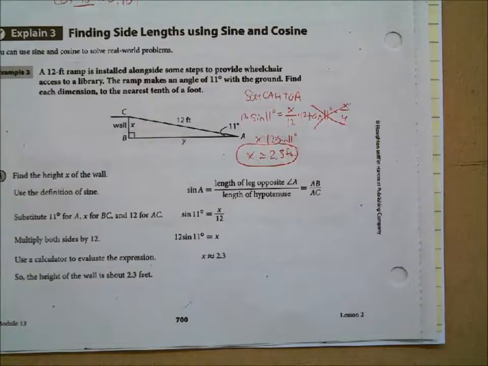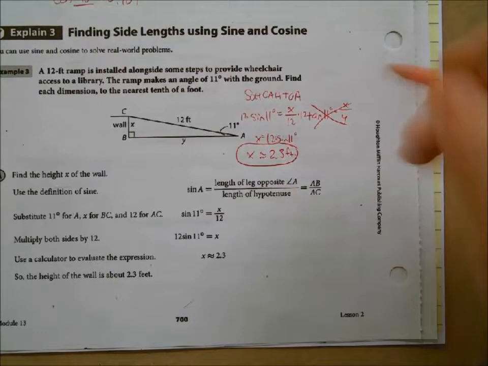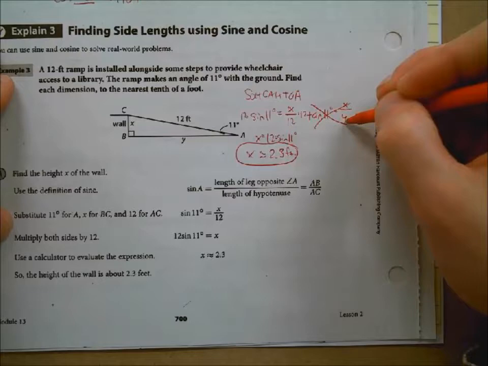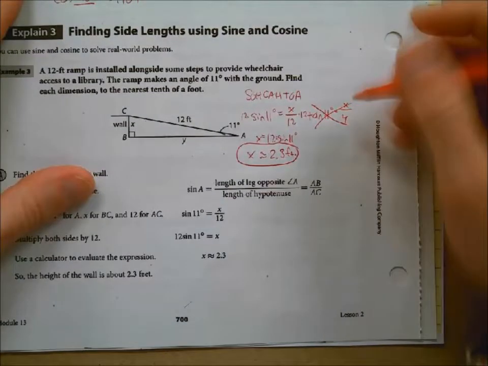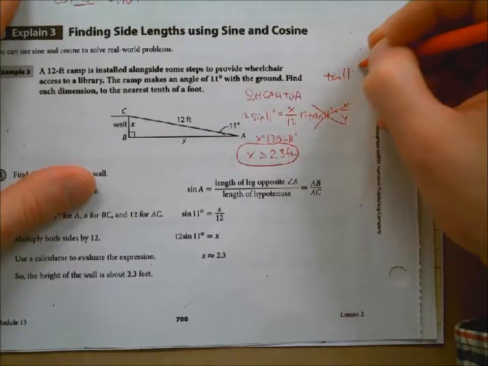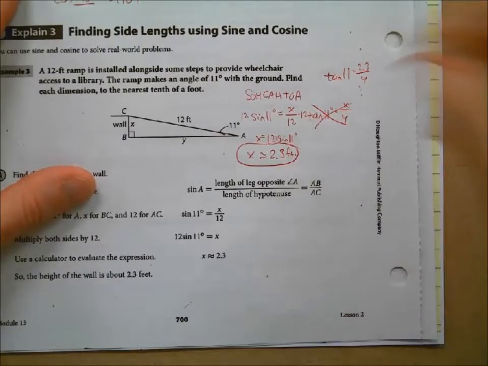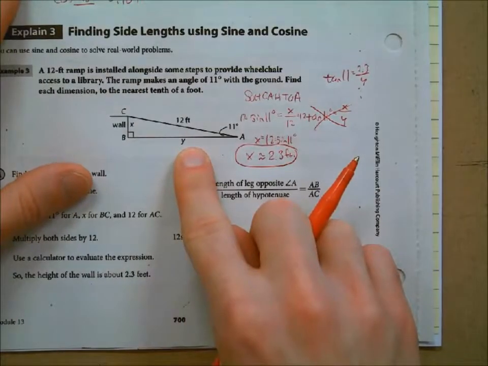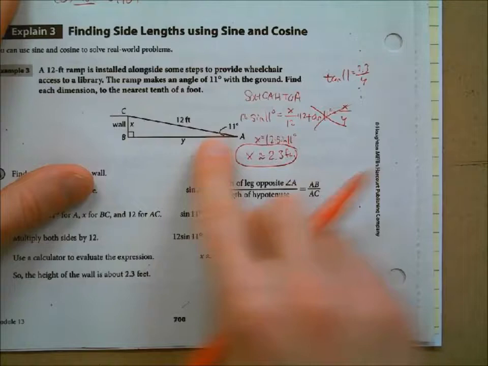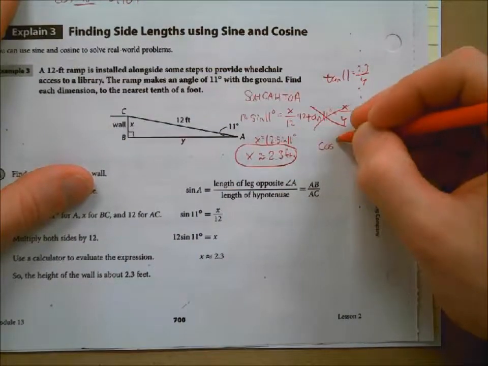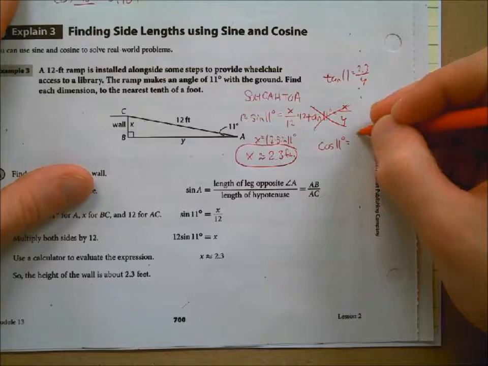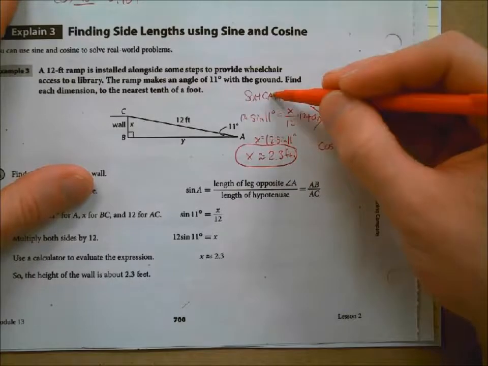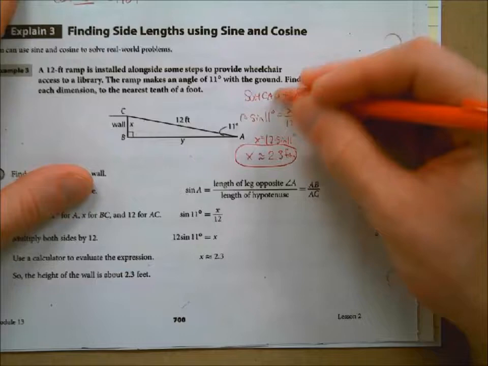Okay. Now that we have x, could we use tangent? Now we could. We could say tangent 11 equals 2.3 over y. We could do that and then solve for y that way. Or what other trig ratio can we use to help us solve for y? Cosine, because y is the adjacent leg to that 11-degree angle, so we can say cosine of 11 degrees will equal what over what? The adjacent leg y over the hypotenuse 12.